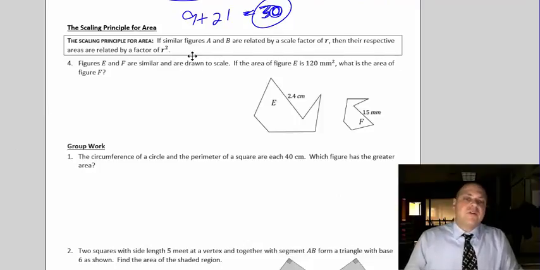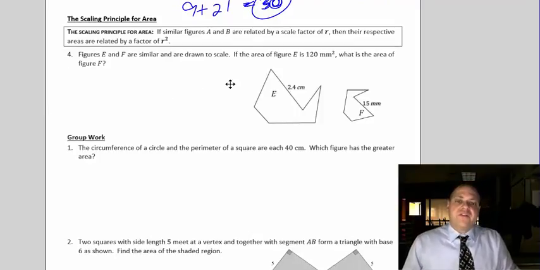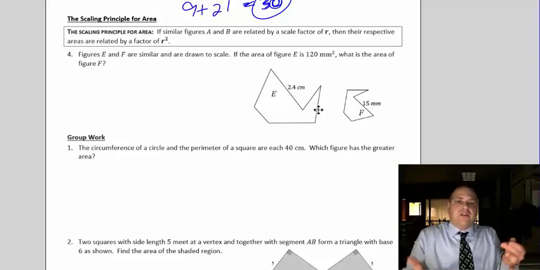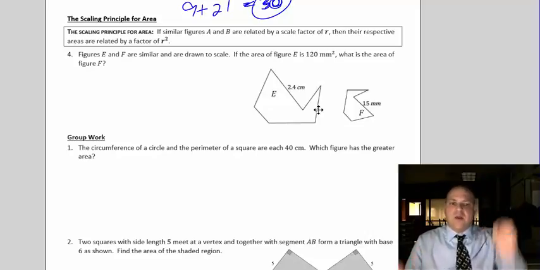The scaling principle for area. If similar figures A and B are related by a scale factor of r, then their respective areas are related by a factor of r squared. So what does that mean? That means that if I have two figures, they're not even like nice figures. They're just wacky, like whatever.